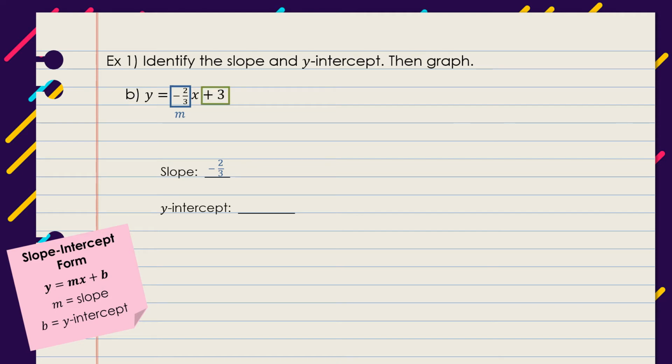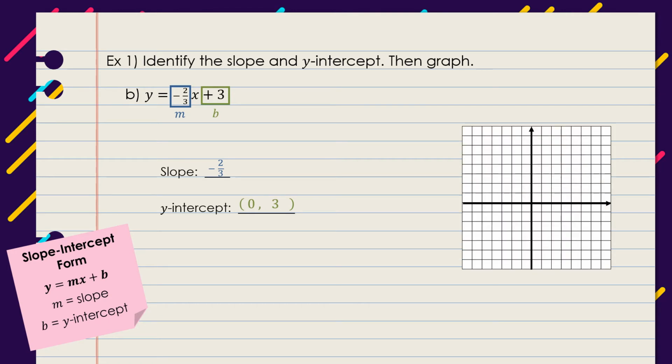At the end of our equation, we have plus 3, which is in the place of the b in the y equals mx plus b format. So plus 3, or positive 3, must be our y-intercept. Again, a y-intercept is a point, so we need to write it as an ordered pair, which is (0, 3).